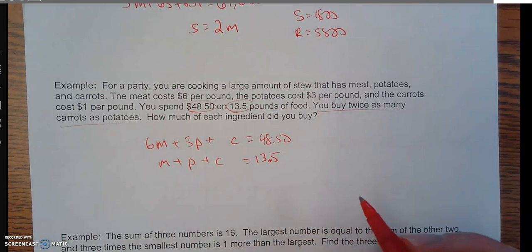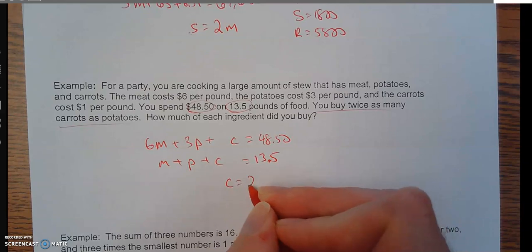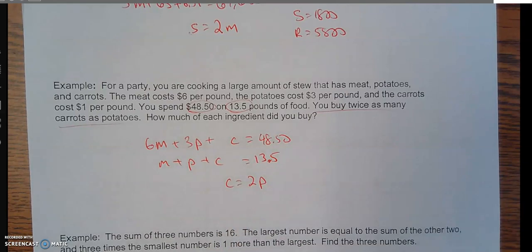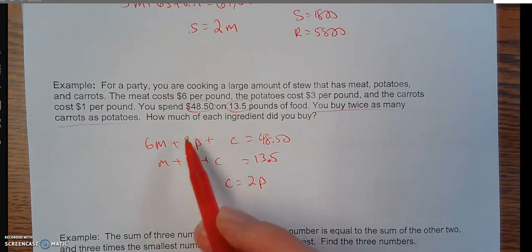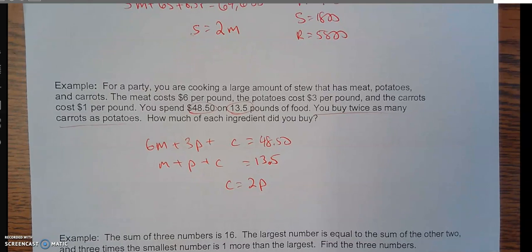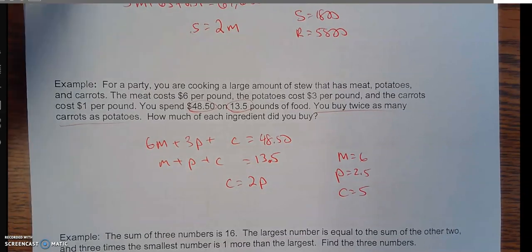Now you buy twice as many carrots as potatoes. So right now carrots is winning. So in order to even it up, I got to double the number of potatoes to make it equal. Okay, so a whole lot of these are good for substitution problems. And if you plug it all in and solve it, you get 6 pounds of meat, 2.5 pounds of potatoes, and 5 pounds of carrots.